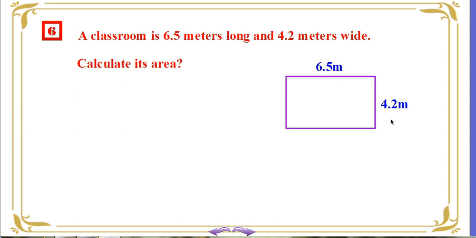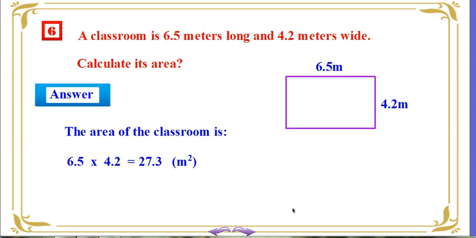The exercise has given the sides of the rectangle as 6.5 and 4.2 meters, respectively, so its area is 6.5 multiplied by 4.2, and we get 27.3 square meters. Remember to note that the unit of area is a square unit. We continue with exercise number 7.